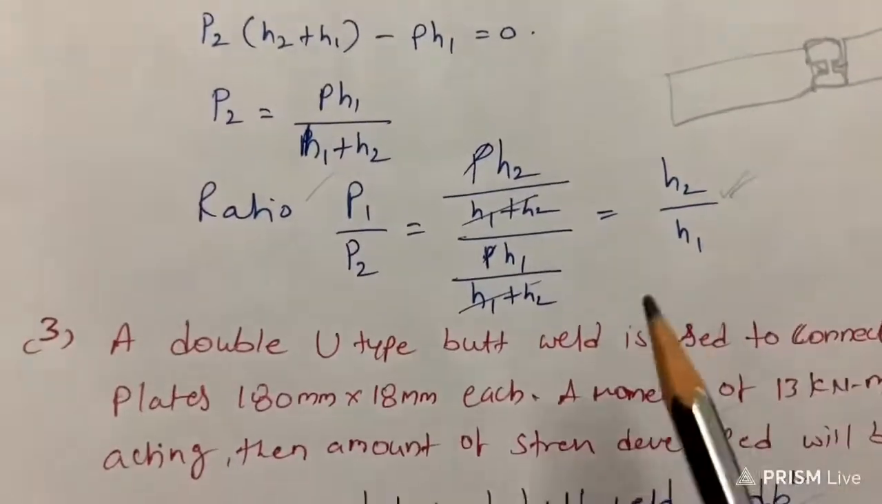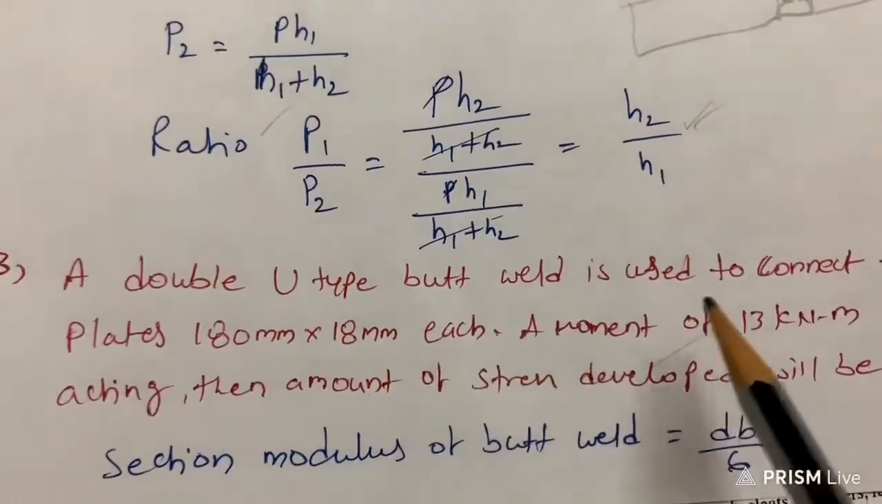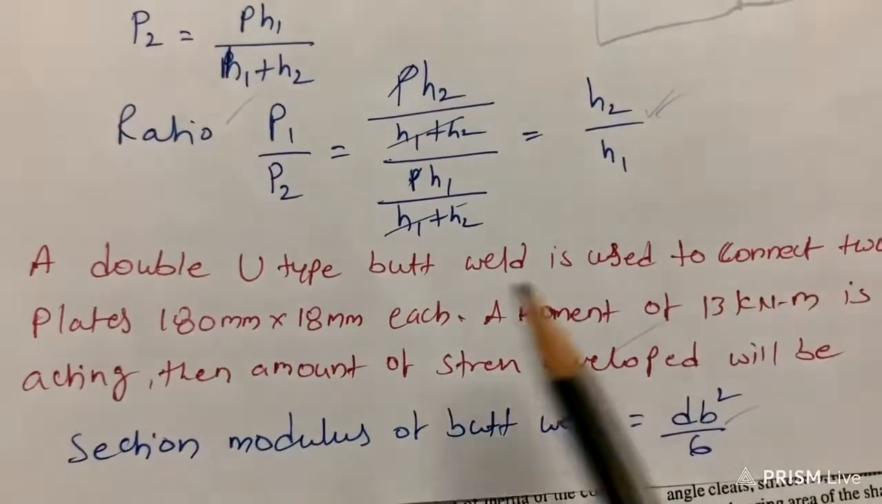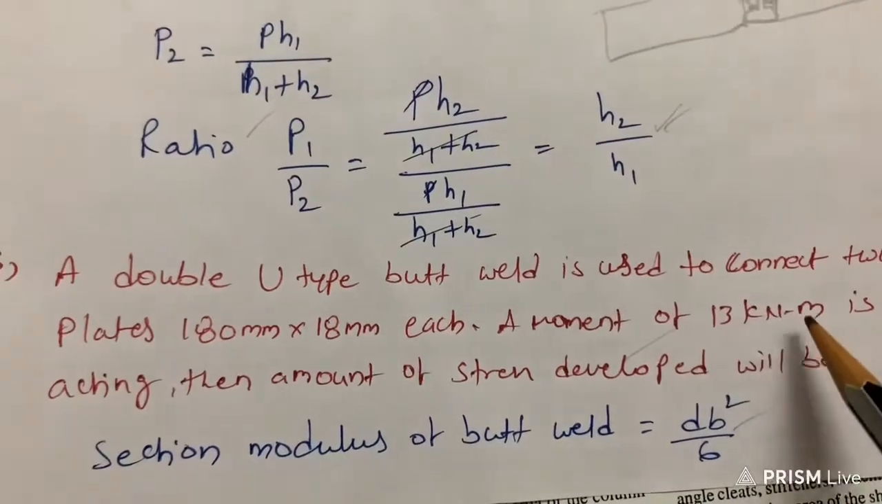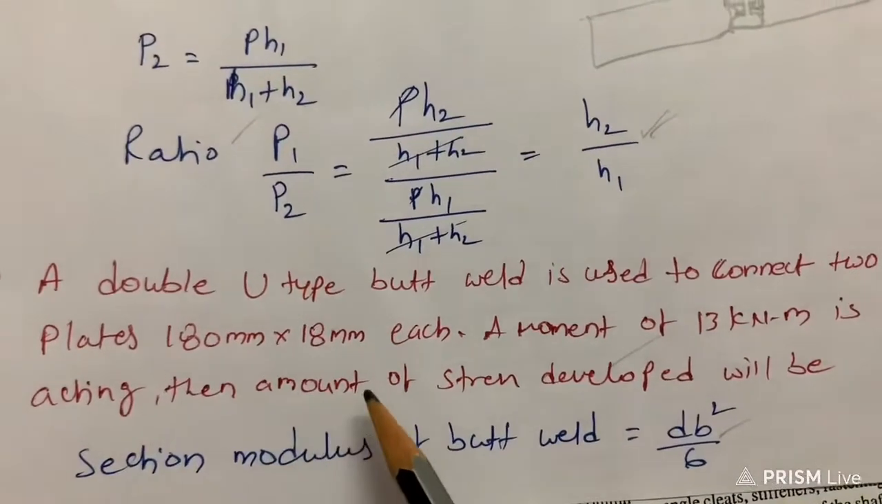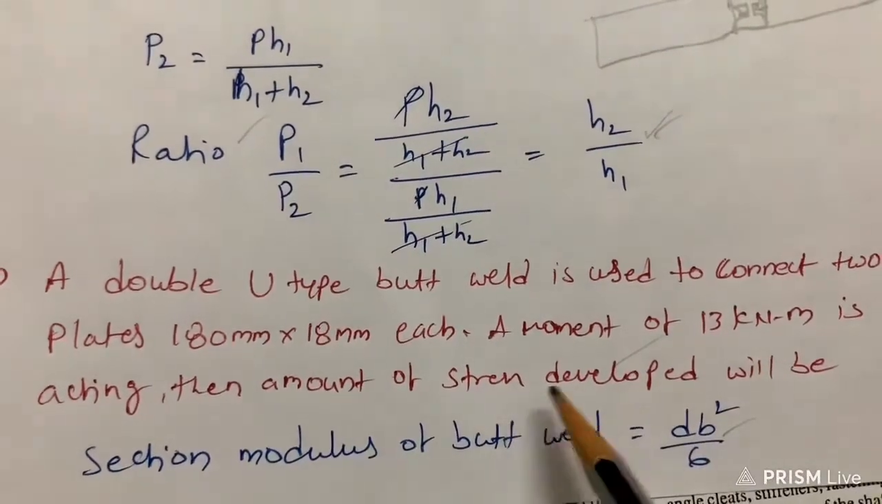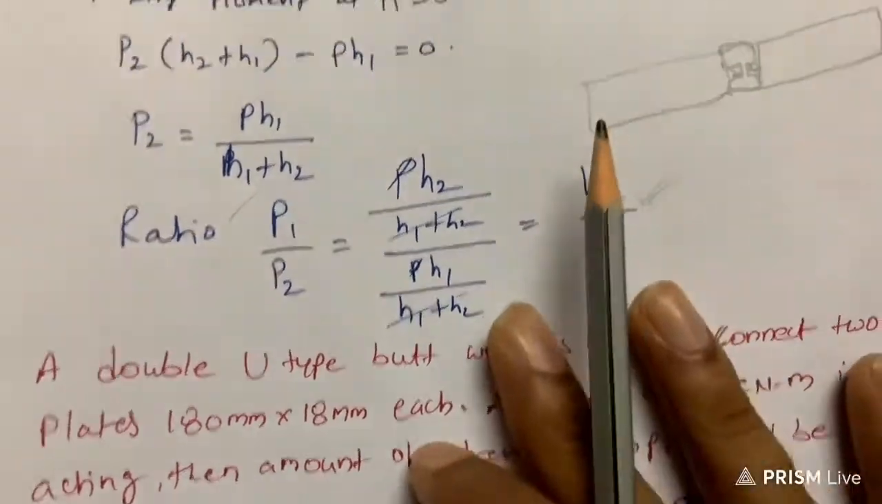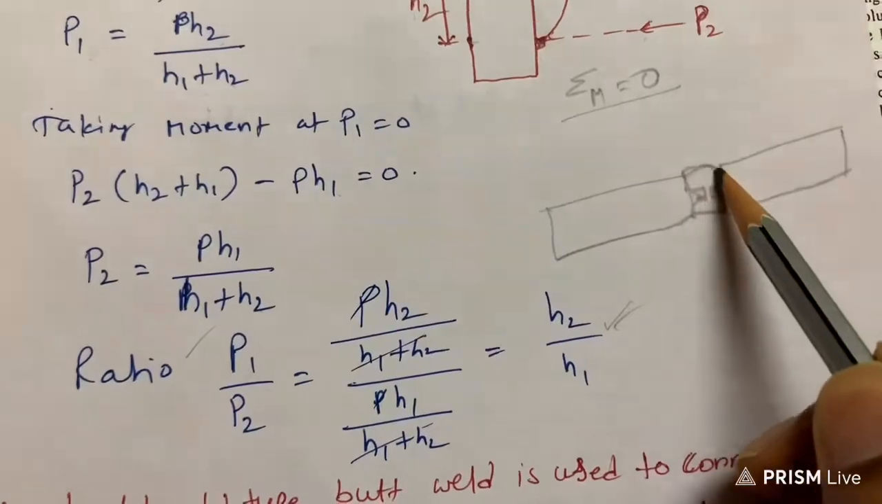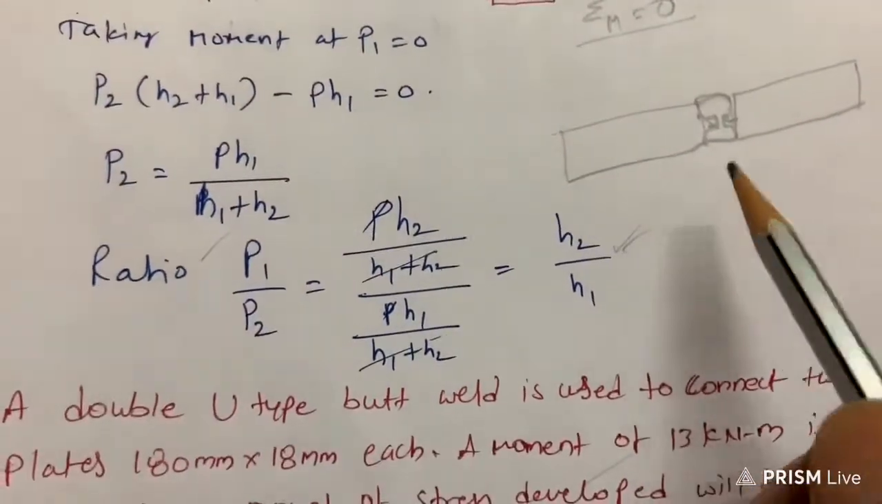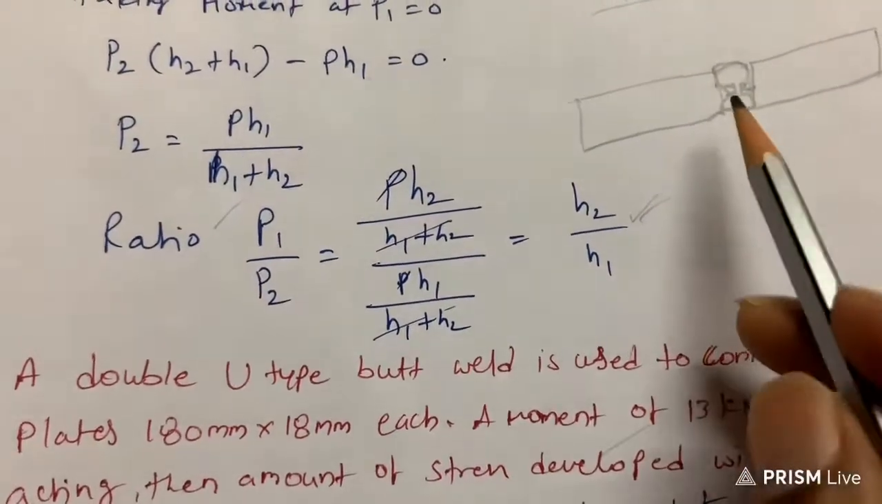The next one: a double U-type butt weld is used to connect two plates, 180 mm by 18 mm each. A moment of 13 kN is acting. The amount of stress developed will be? So here we need to find the stress developed in the two plates which are connected by the double U-shaped weld. For that we need to calculate the stress developed in the plates.